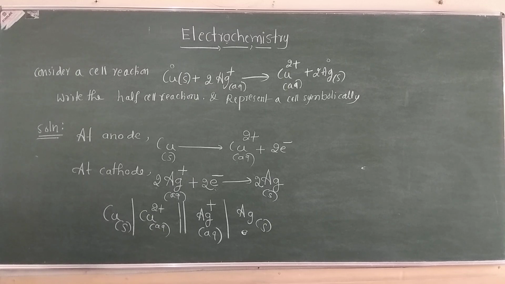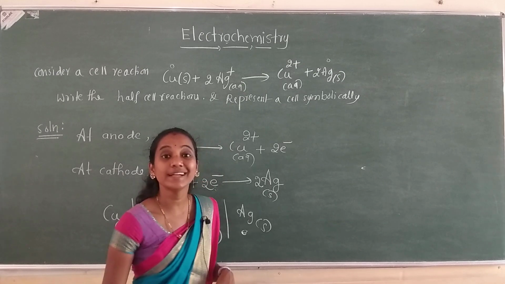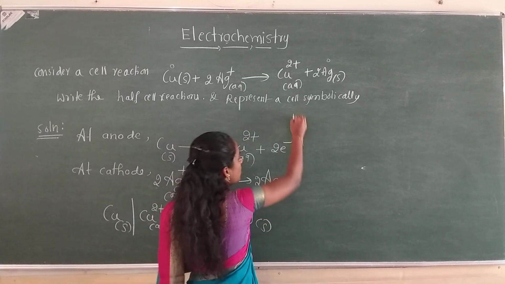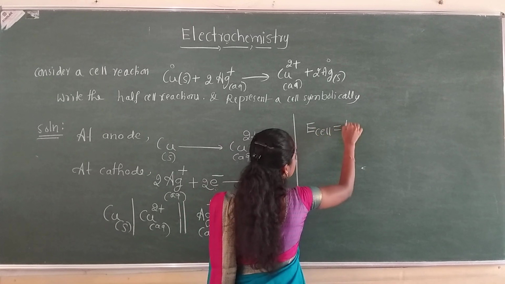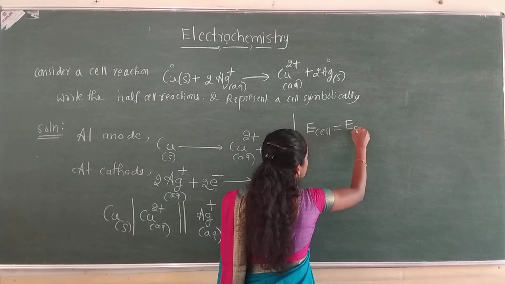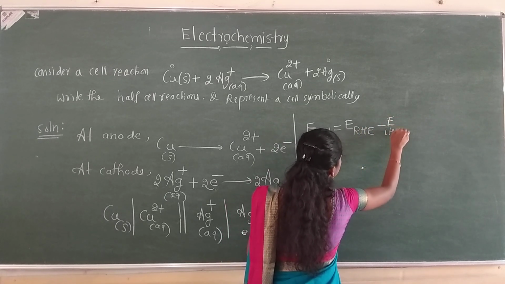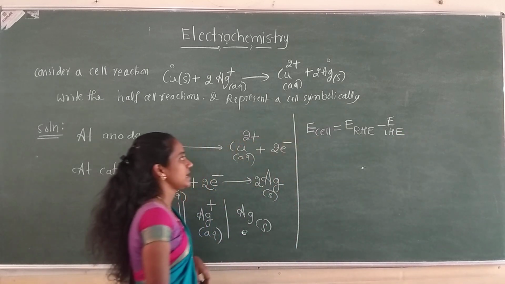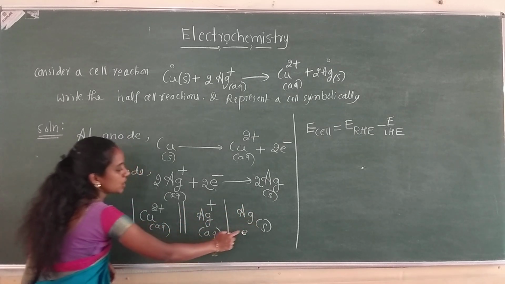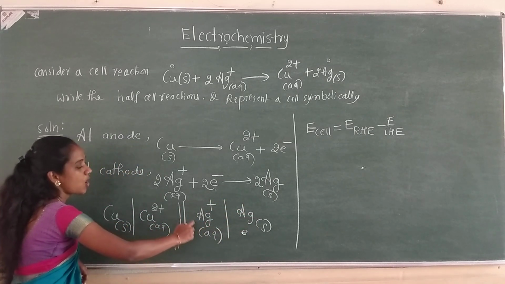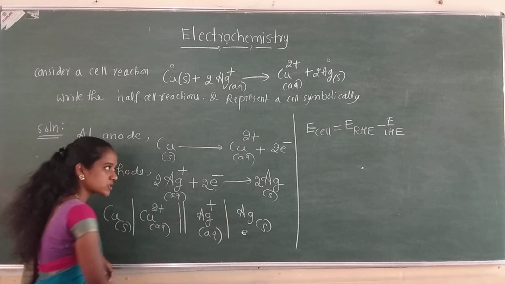Now, let us write the expression for EMF. The value is not given, so there is no need to calculate the answer. You just have to write the formula for EMF or E cell. E cell is equal to, we know the formula, right? It is the electrode potential of the right hand electrode minus the electrode potential of the left hand electrode. You can see here this is the right hand electrode because it is the cathode where reduction takes place; the electrode is positive here.